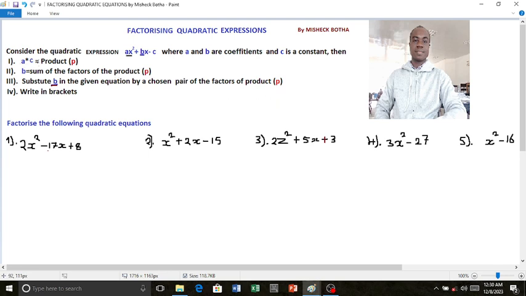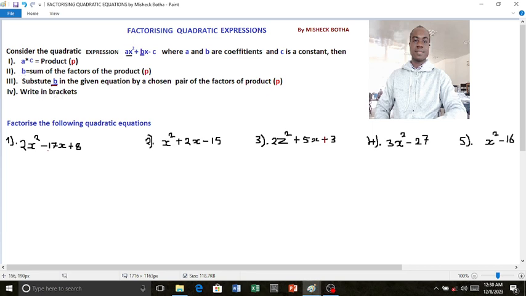So the first step is you need to multiply your a and your c. In the quadratic expression which you have, you need to identify your a, your b, and your c. The first step is to multiply your a and your c, which will give you a product p. Then in the second step, you check your b, and from the factors of the product found in step 1, you need to choose a pair which will give you the sum b in your quadratic expression.